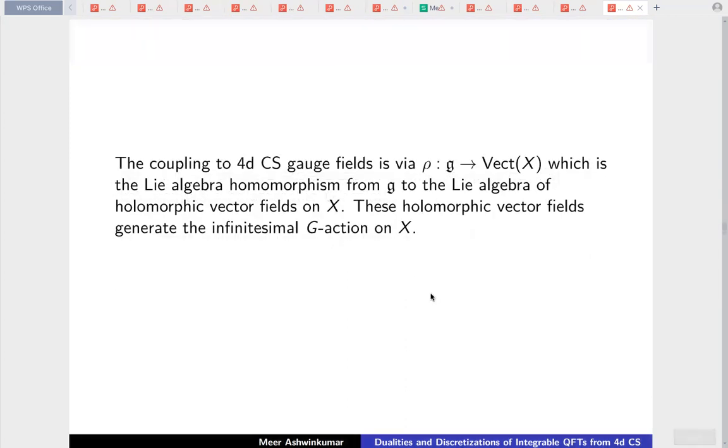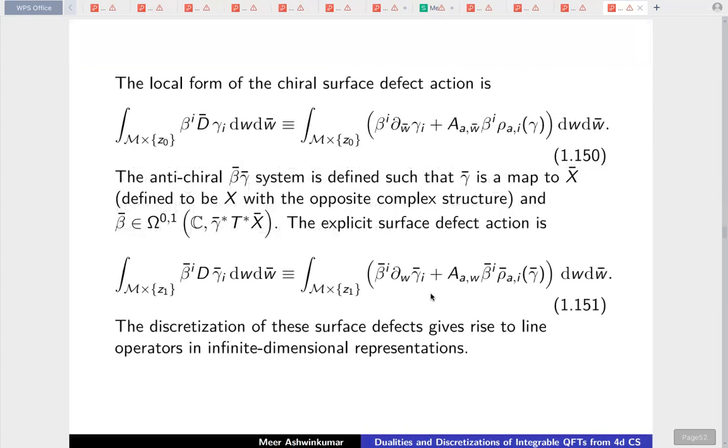So the coupling to the 4D Chern-Simons gauge field in this case is via certain holomorphic vector fields on X. And the point that I want to make is that these surface defects given here, these curved beta gamma defects, once you discretize, they basically give rise to line operators in infinite dimensional representations of the gauge group. So now we have some even more exotic lattice models that arise from Wilson lines in infinite dimensional representations.